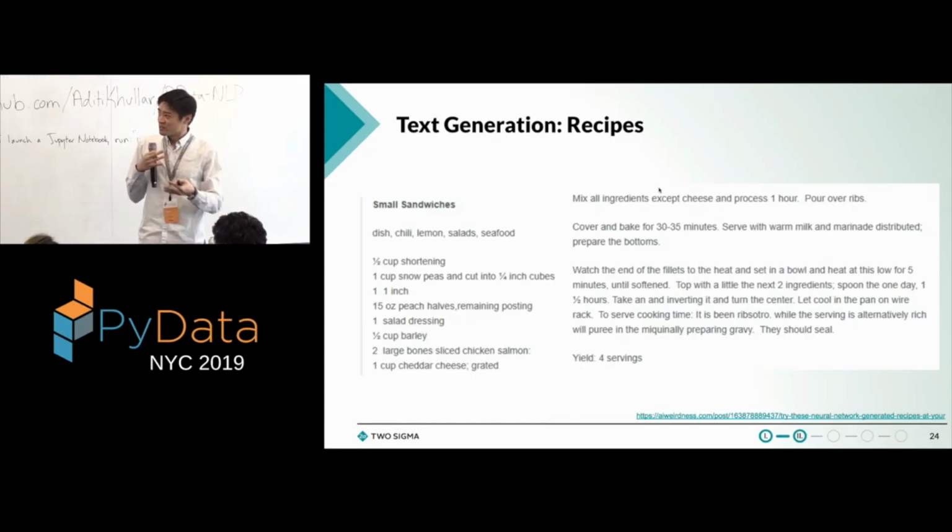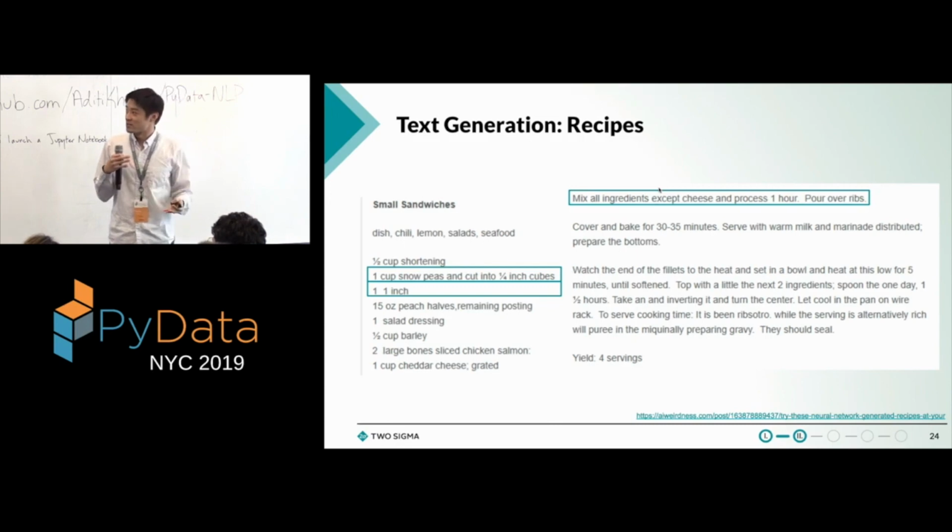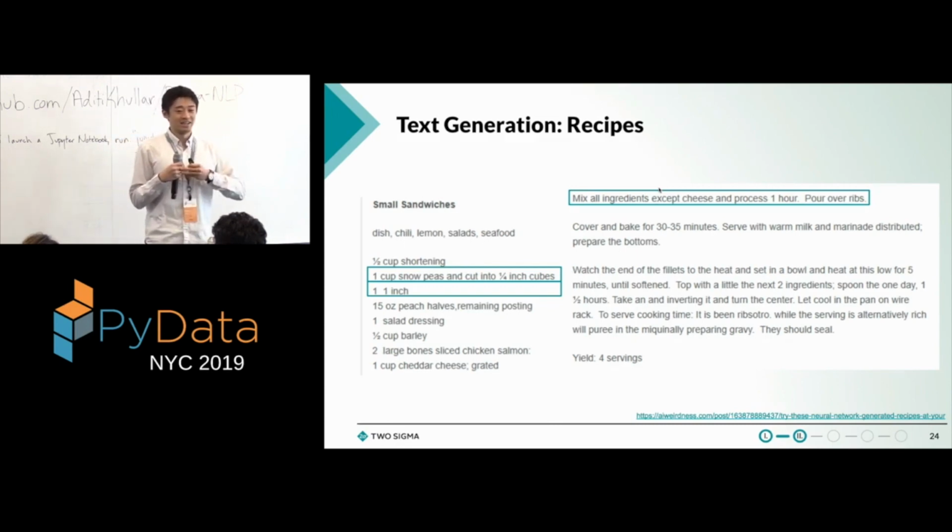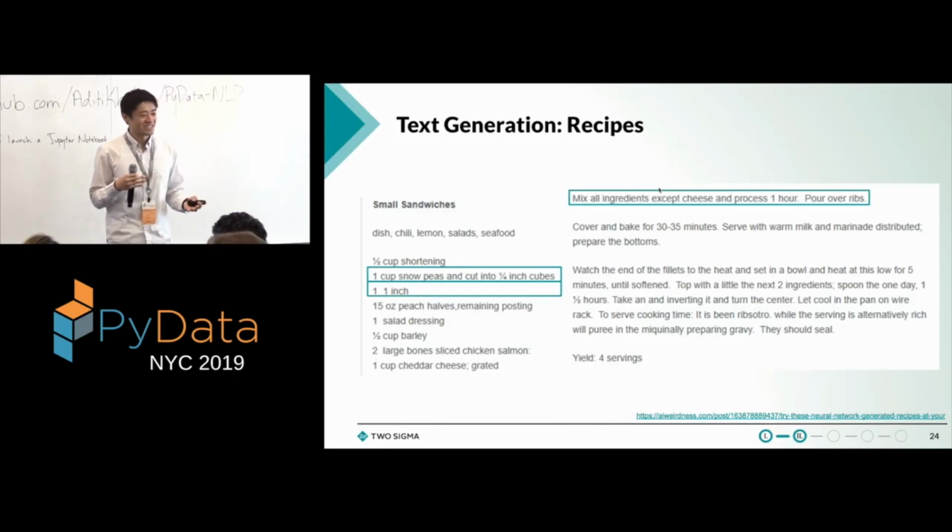And so you see, it kind of makes sense. We're making small sandwiches today with some ingredients and some instructions. But of course, you'll notice that some things might seem a little bit off, like putting some peas into quarter-inch cubes, or one-inch, not really sure what that is.